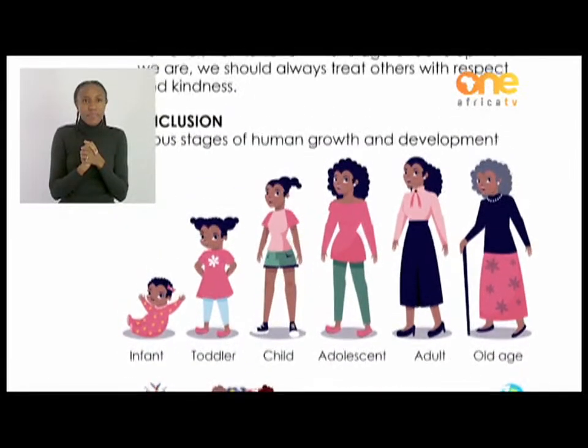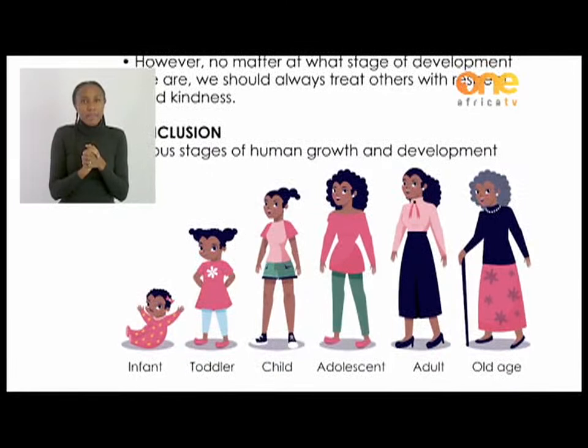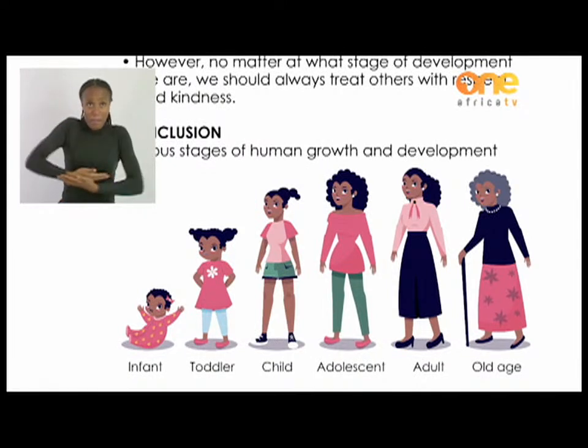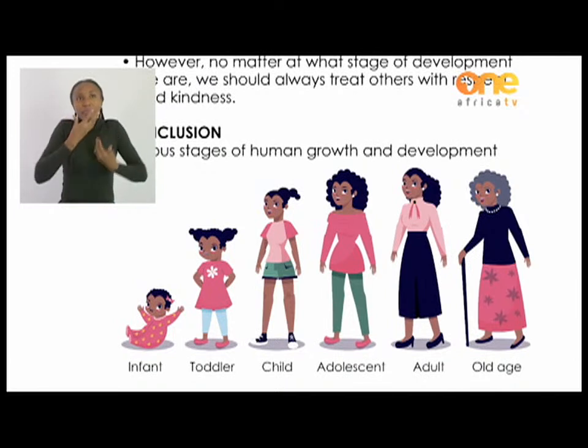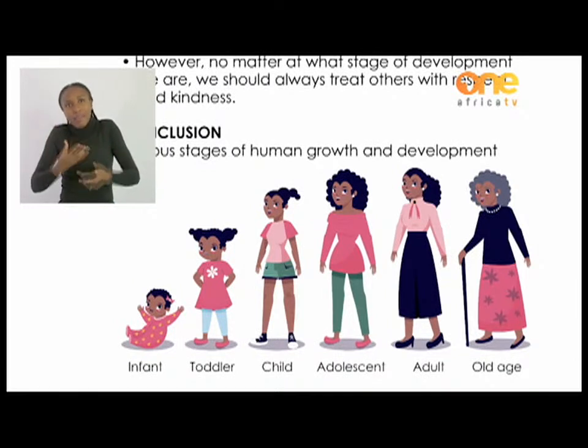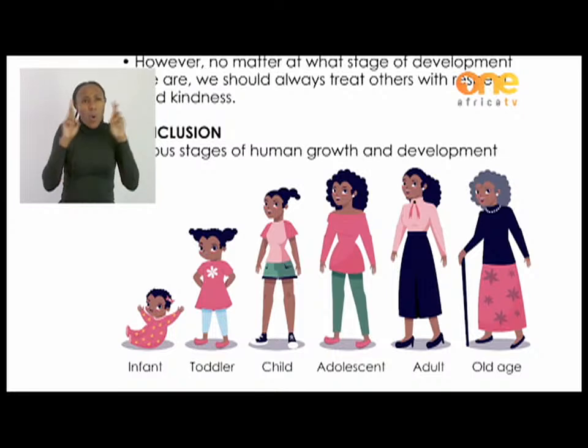We are concluding. We are saying that the various stages of human growth and development are: the infant, the toddler, children or child, adolescence, which is a teenager, adults, and our grandparents, which is old age, above the age of 60. I hope you have listened very well. Let's test our knowledge.